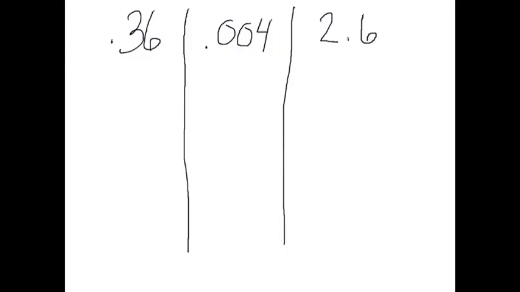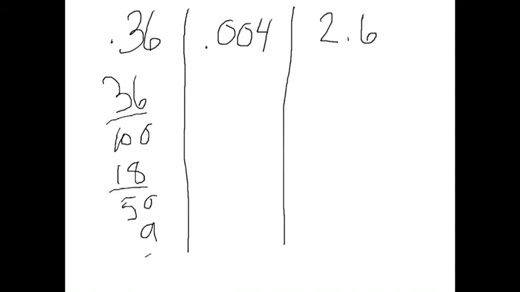Decimal into fraction. Okay, so decimal into fraction. I'm going to say it, 36 hundredths. I'm going to write it, 36 hundredths. And I'm going to simplify it. Ooh, that can be reduced by 2, and then 2 again. If you were smarter than me, you would have reduced it by 4 originally, and you would get 9/25.